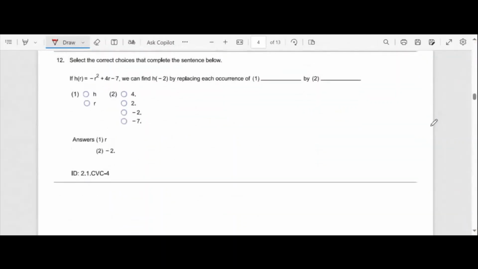Let's go for number 12. Select the correct choices that complete the sentence below. If h of r equals r squared plus 4r minus 7, we can find h of minus 2 by replacing each occurrence of r by minus 2. So we're going to replace r by minus 2. Good. Thank you.